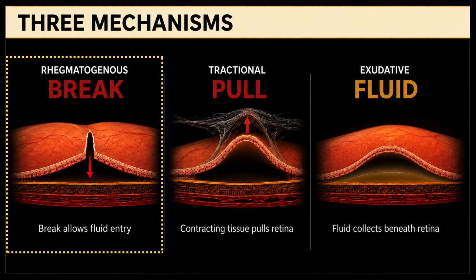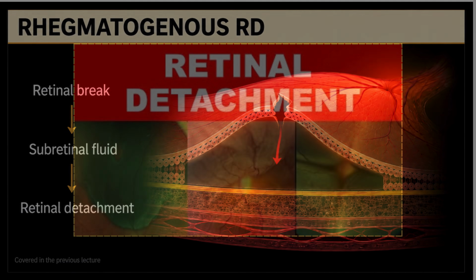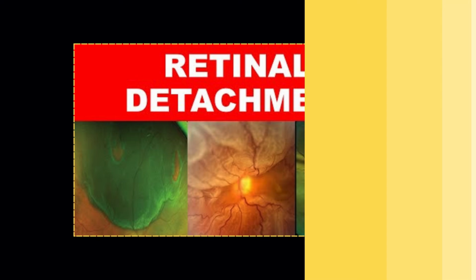The first one is rhegmatogenous retinal detachment. Here, a full thickness retinal break develops and that allows liquefied vitreous to enter the subretinal space, followed by the development of retinal detachment. This mechanism was covered in detail in our previous videos on rhegmatogenous retinal detachment and its treatment. So here, we will use it only for comparison.